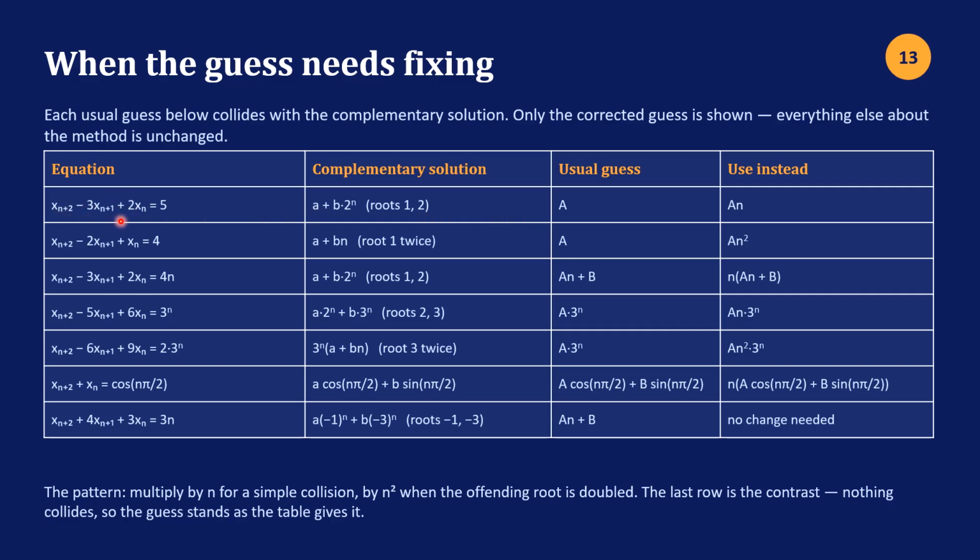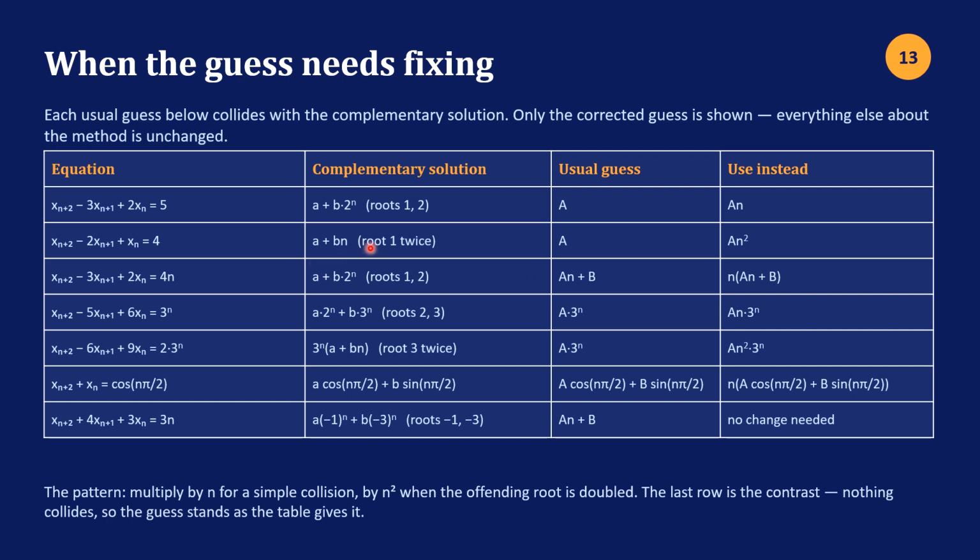So the first one here, we have this equation, and this is the complementary solution. So we have a clash here with this constant A and this constant here. So normally we would use A because there's a constant, but because of the clash with the complementary solution, we use An.